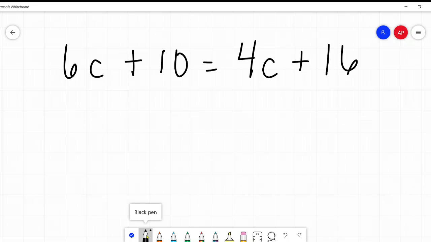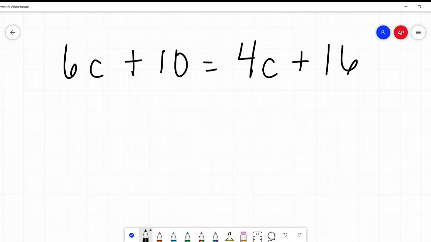Our other goal is to get all of the variables on one side and all the plain numbers on the other side. It doesn't matter which side they go on, we will still get the same answer. So for this one, I'm going to put all the variables on the left and I'm going to put our numbers on the right. Okay, so to do that, I want to get rid of this variable over here.